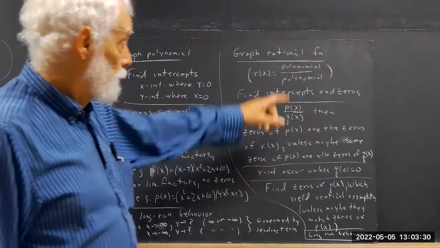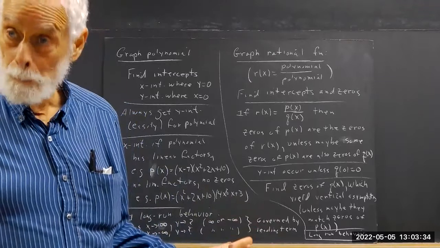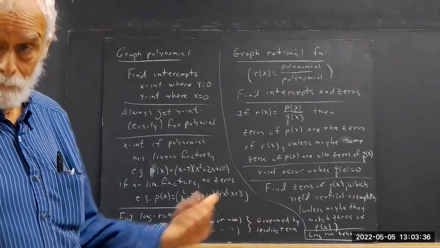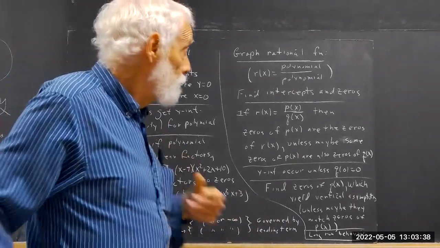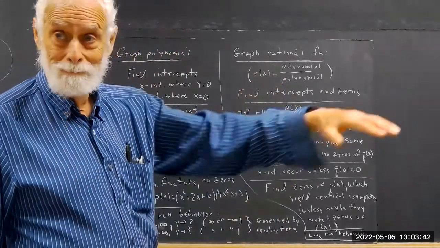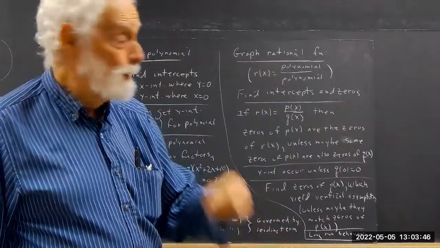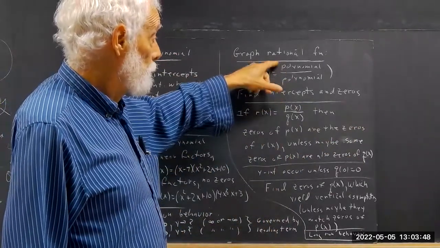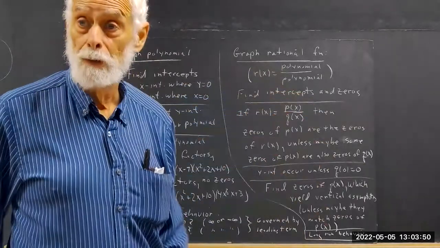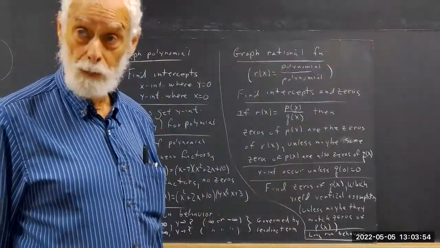If the degree of the denominator is greater than the degree of the numerator, you're going to tend to approach zero, on both ends. If the degrees are equal, then you're going to tend to approach a constant value of y, but not zero. And if the degree of the numerator is 1 greater than the degree of the denominator, you're going to have a slant asymptote that can be determined by long division.